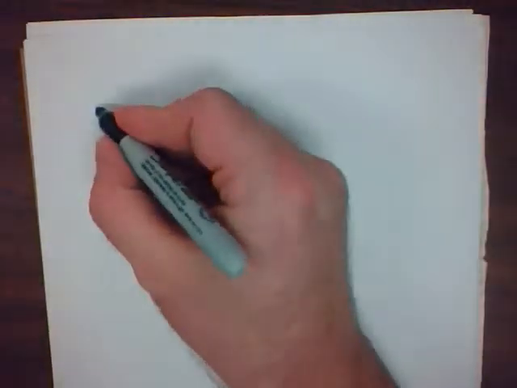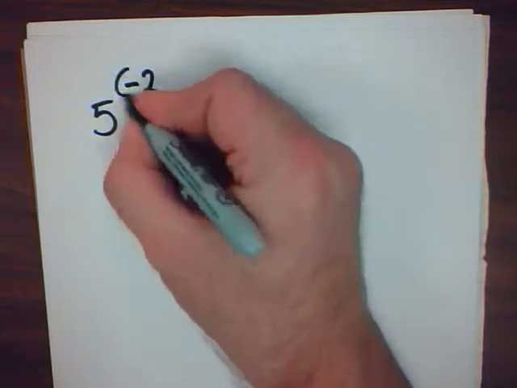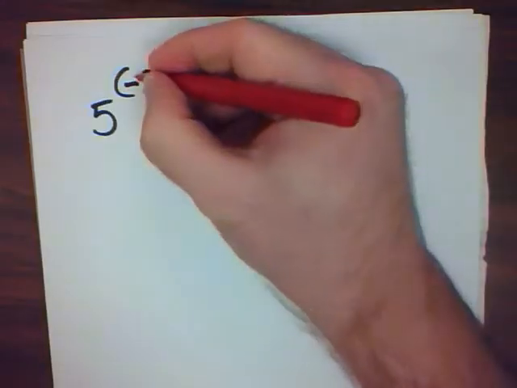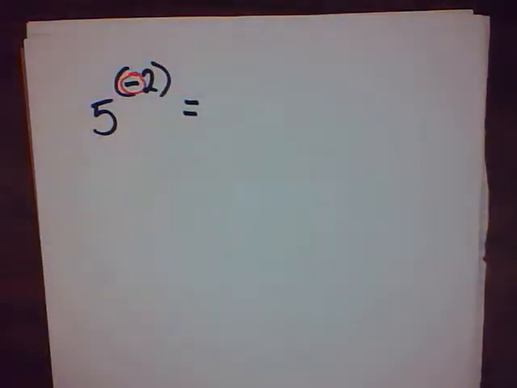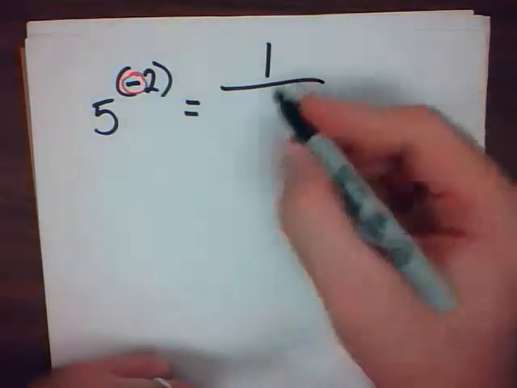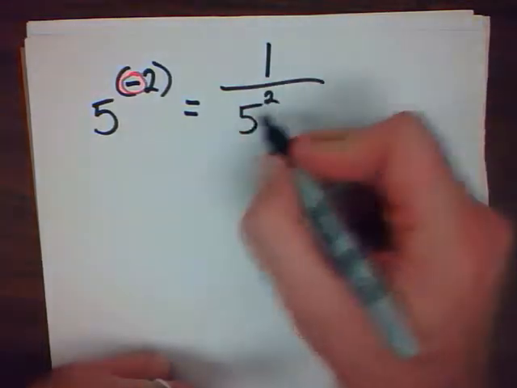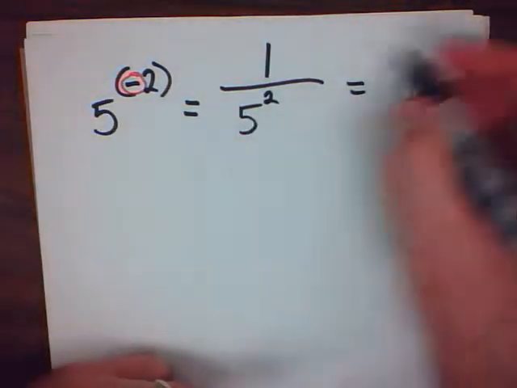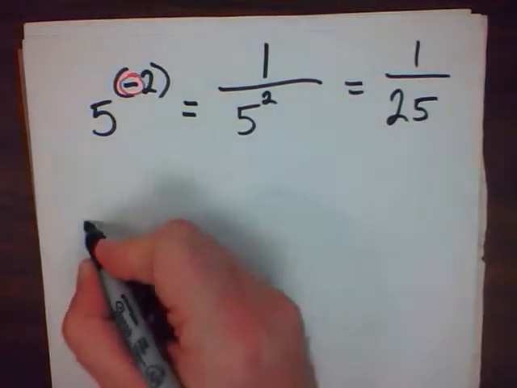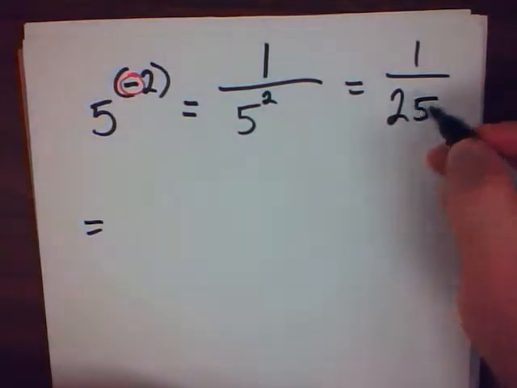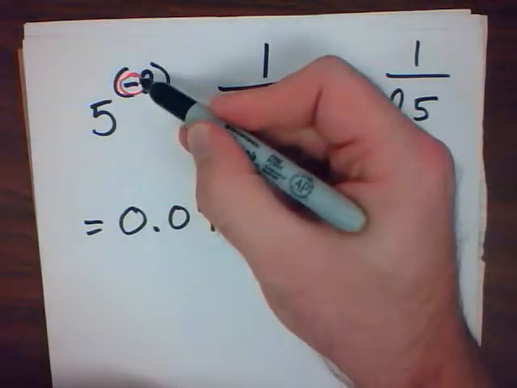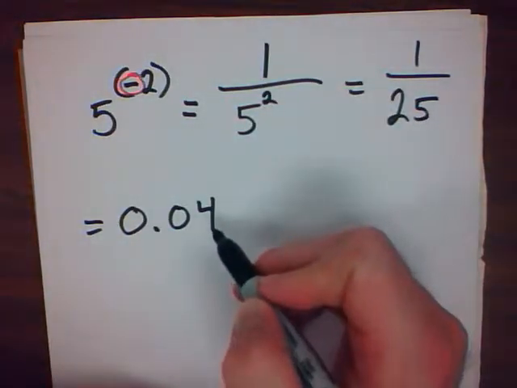Let me demonstrate with another number. Let's do 5 to the power of negative 2. Again, this tells me that it's going to be a fraction. It's going to look like this. 1 over that. The 5 and the 2 remain the same. 1 over 5 to the power of 2. 5 to the power of 2 is 5 times 5, which gives me 25. 1 divided by 25 gives me 0.04. 5 to the power of negative 2 is equal to 0.04.